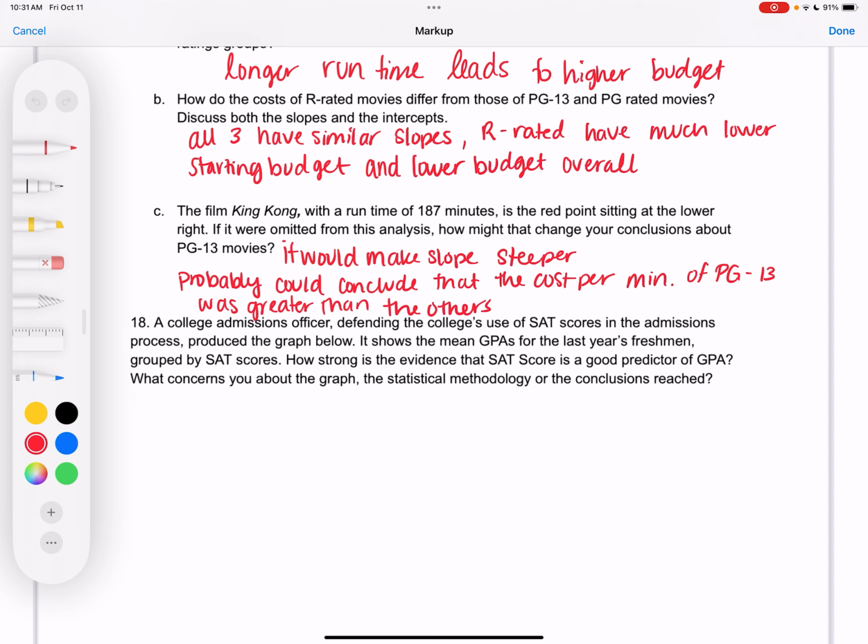A college admissions officer defending the college's use of SAT scores in the admissions process produced the graph below, on page 217. It shows the mean GPAs for last year's freshmen grouped by SAT scores. How strong is the evidence that SAT score is a good predictor of GPA? What concerns you about the graph, the statistical methodology, or the conclusions reached? So, what do we think about the strength? Moderately strong, I would say. So there's moderately strong evidence, because the graph appears linear.